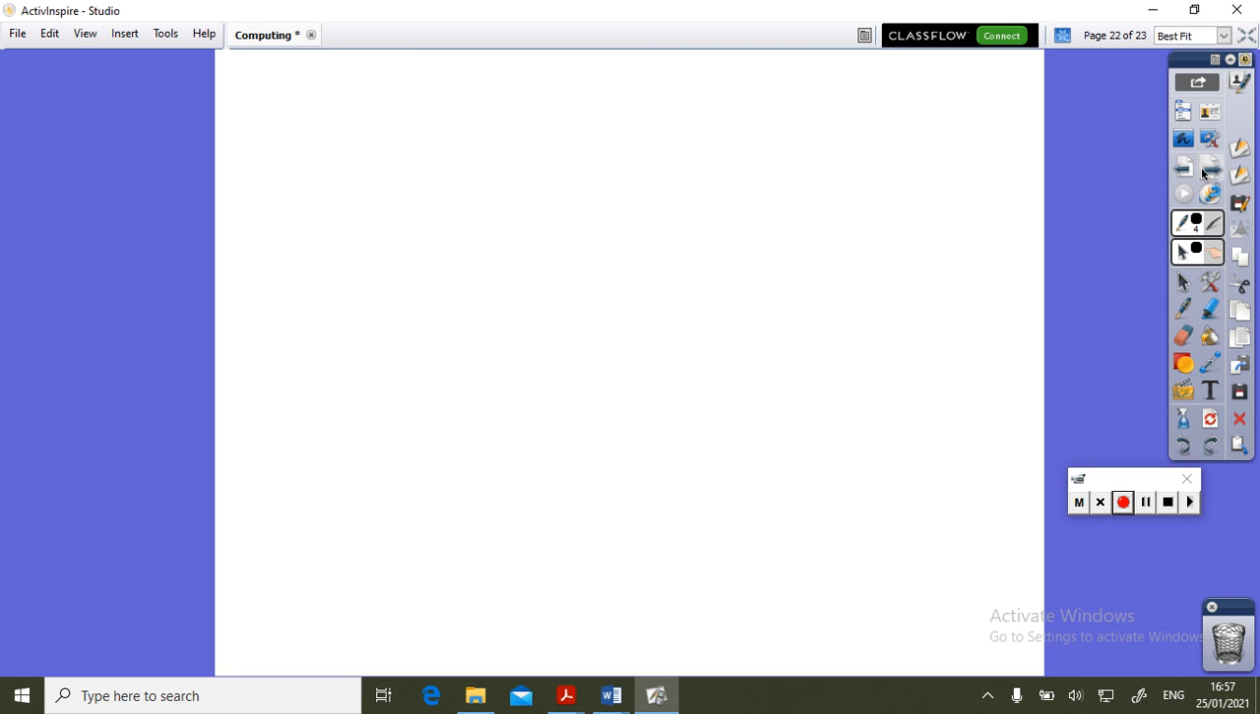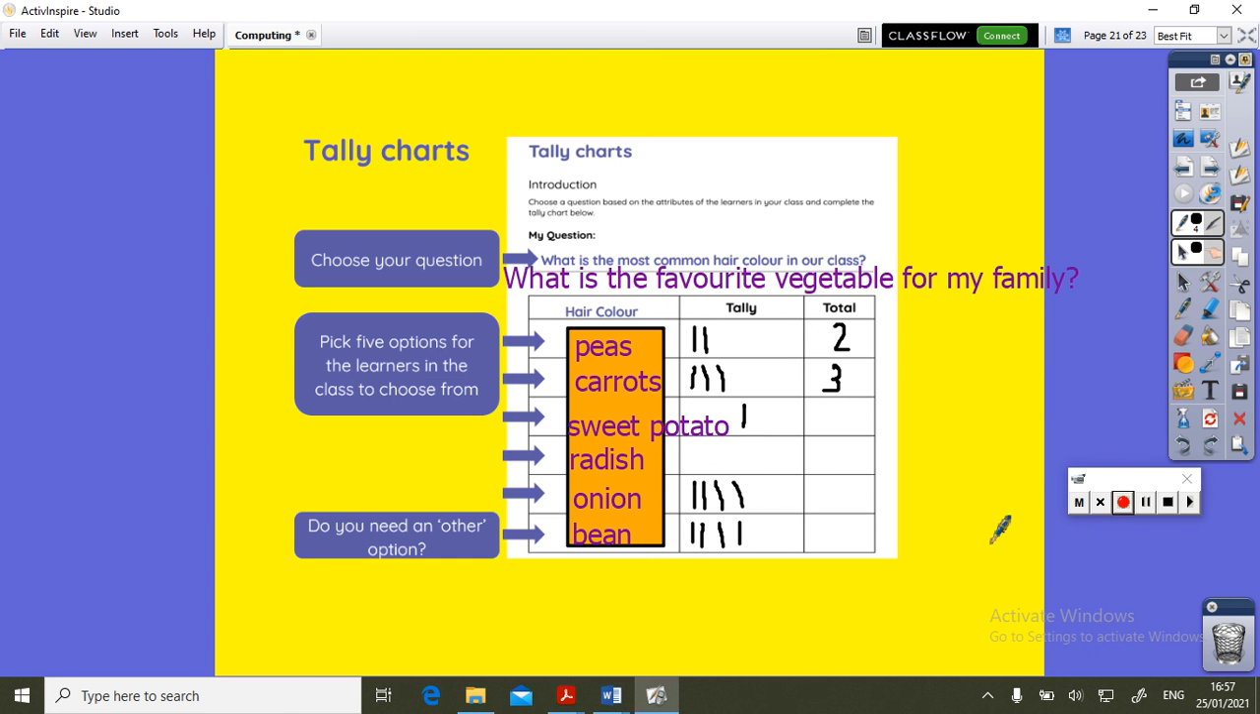Okay, and then that's it with our computing, and we need to then see and talk things through. Why have you figured out that those are the most popular items or attributes for your family? And remember, it's the attributes that you cannot see this time.